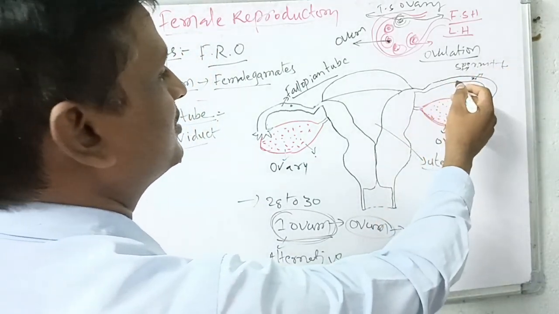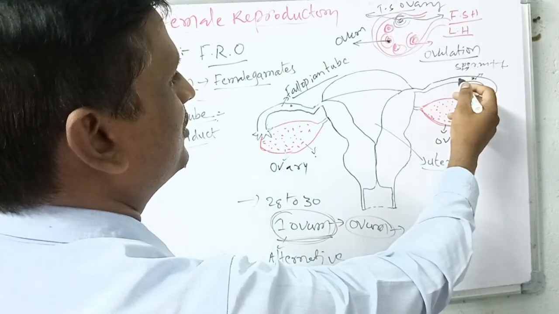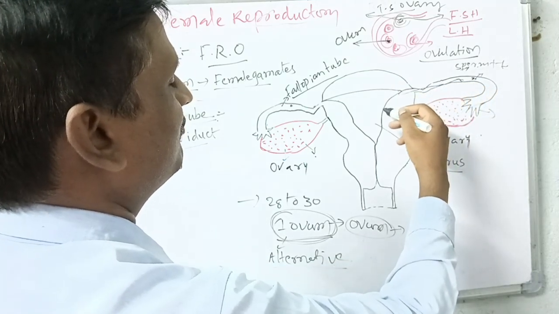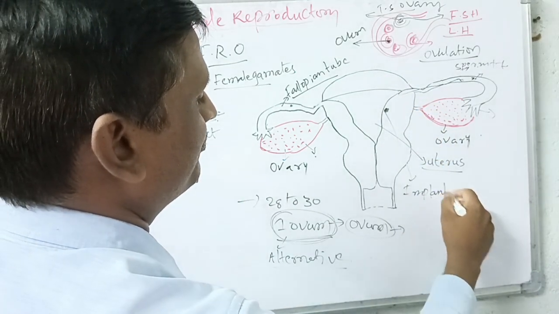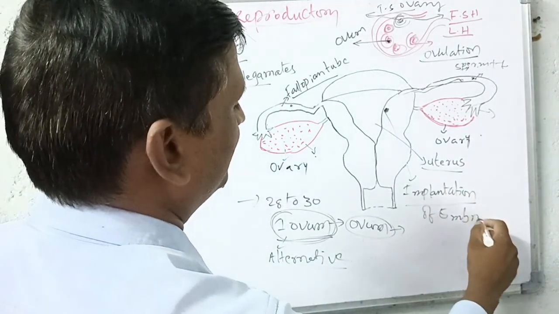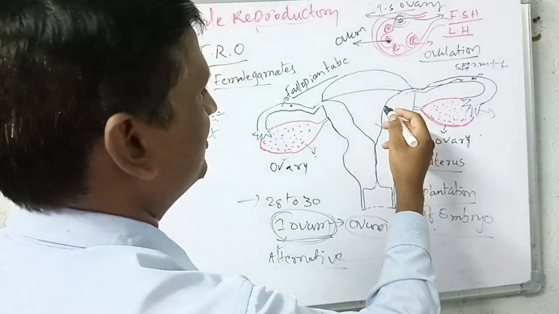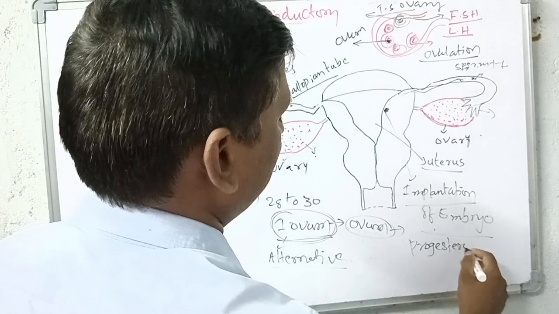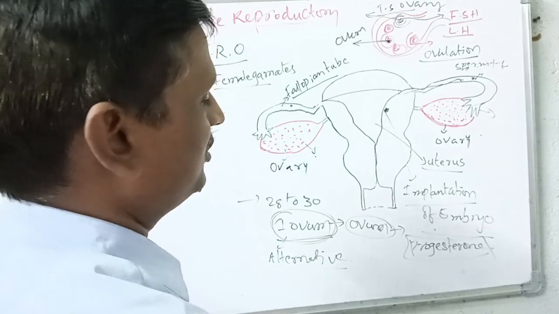When fertilization takes place, the ovum will be converted into a zygote, and the zygote will be converted into an embryo. The embryo will transfer from the fallopian tube to the uterus, and it is attached to the walls of the uterus. This is called implantation of the embryo. We can also call it pregnancy. This implantation of the embryo takes place with the help of a hormone called progesterone.